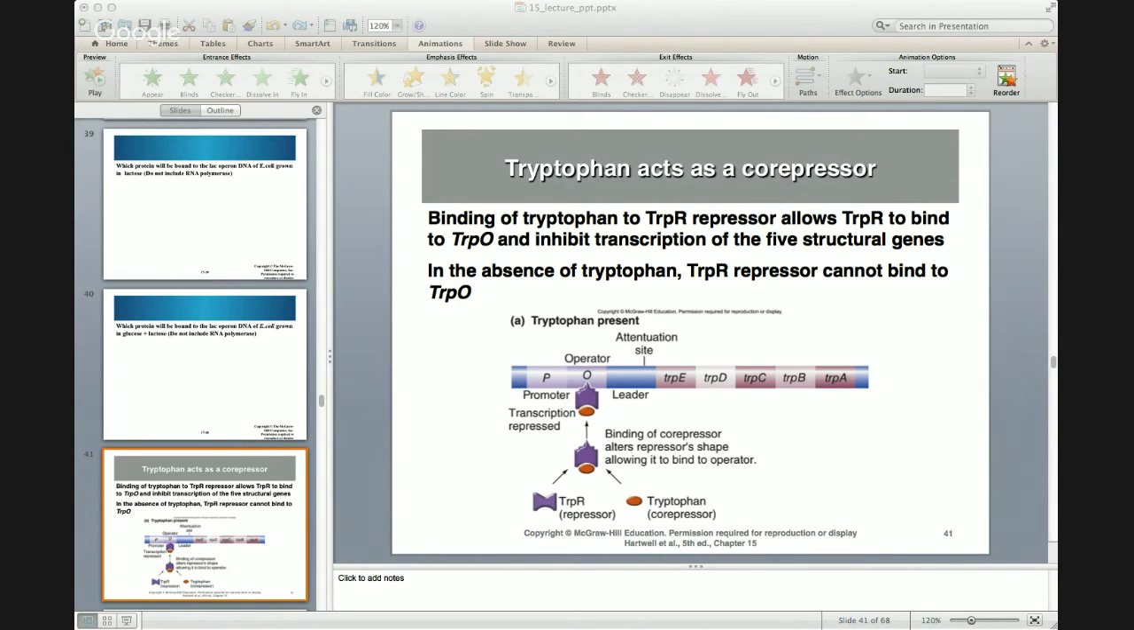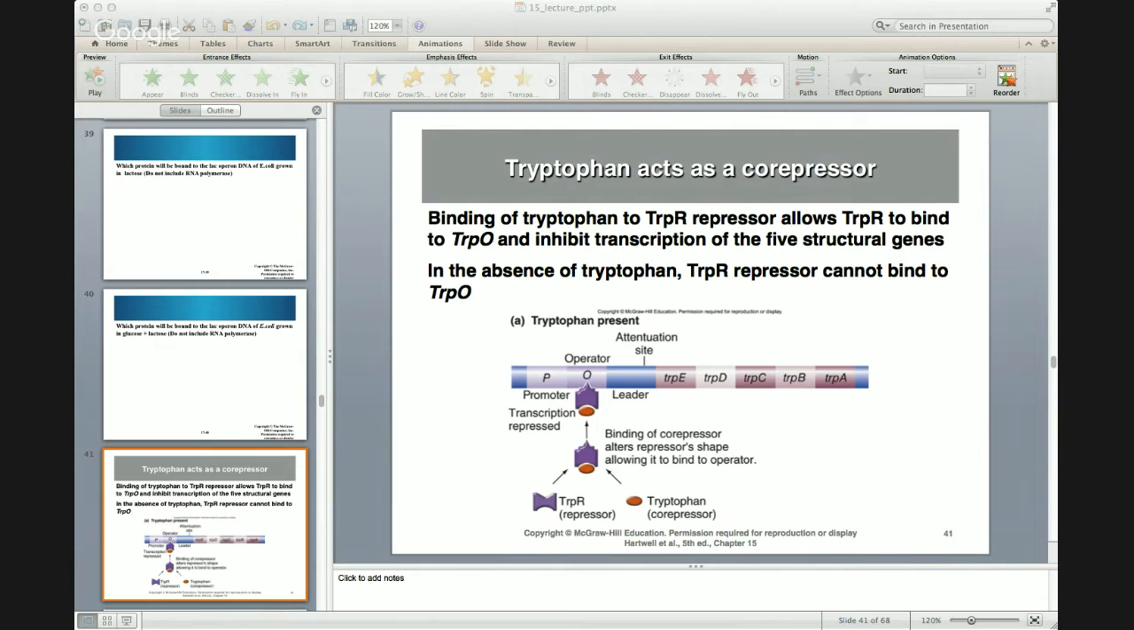Okay, here's the structure of the operon. So the tryptophan operon has structural genes, and they're labeled trpE, D, C, B, and A. These are similar to the lacZ, Y, and A genes. Those are structural genes. And if you recall, structural genes are genes that encode the information for making protein. So the trp operon has 5 structural genes. That's trpE, D, C, B, and A.